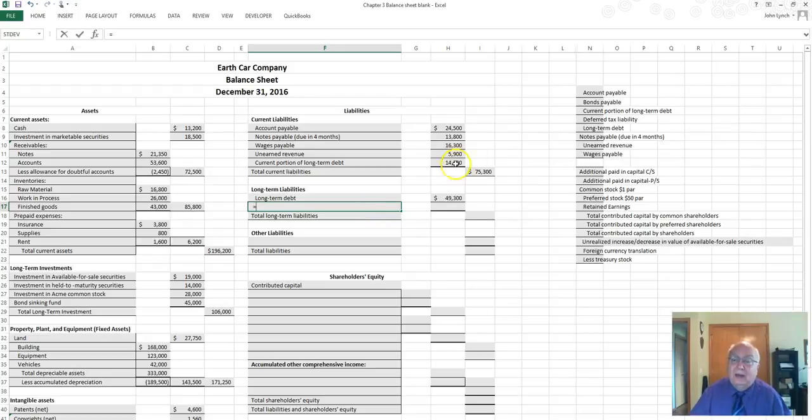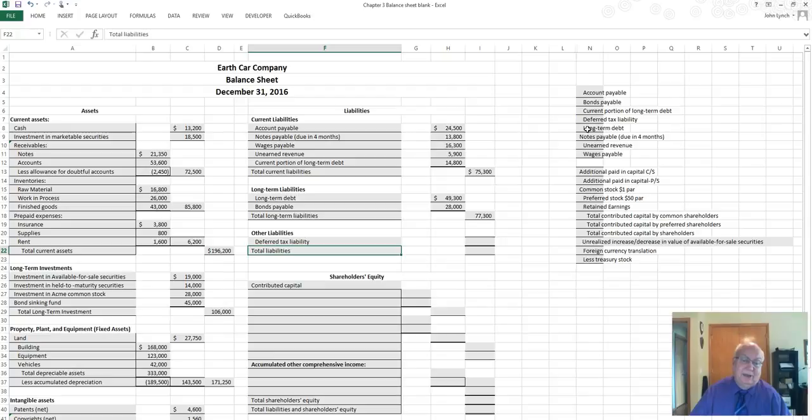And then the other one we have is bonds payable. And right now we're going to keep it simple, assuming the bonds were sold at par value, so we don't have to worry about them. That's $28,000, and then we add these two together to get our total liabilities of $77,300.